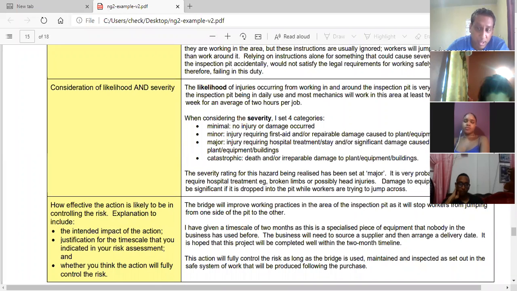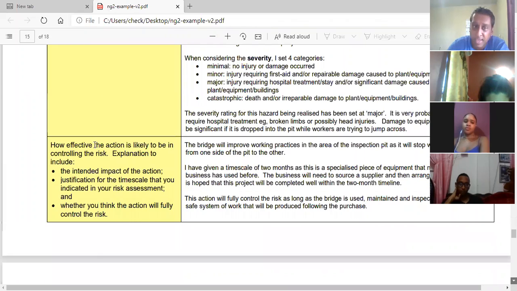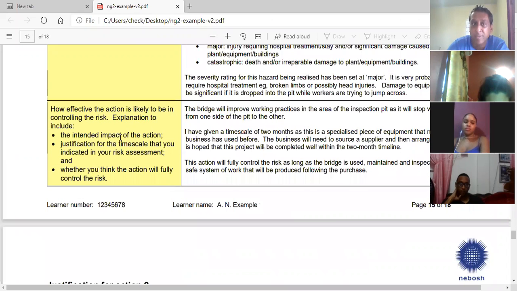However, this one, if you have the brief and you're looking at this, you see it's the same 3 points. So you need to say what is the intended impact of your action. Your action is purchasing the bridge. So the bridge will improve working practices in the area of the inspection pit, as it will stop workers from jumping from one side of the pit to the other side.